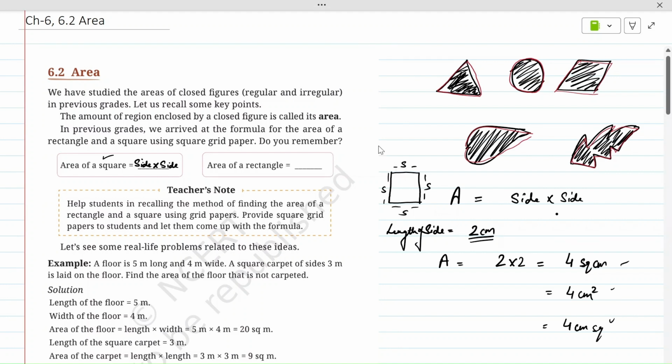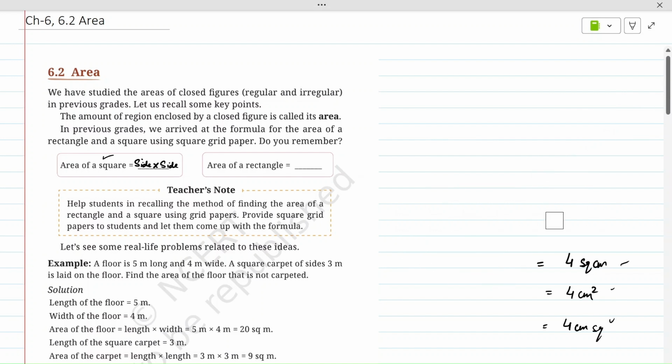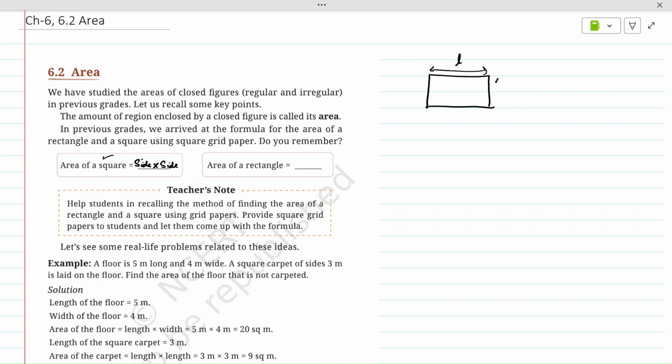Next one, we have area of a rectangle. Also, we know what is the property of a rectangle? The opposite sides of a rectangle are equal to each other. And a rectangle has a length and a width, which we also call breadth, right? And what is the area of a rectangle? We have learned this. Let me take one rectangle here. This side represents the length, L. This side represents the breadth, B. And what is the area? Area is L multiplied with B. This is the area of a rectangle.